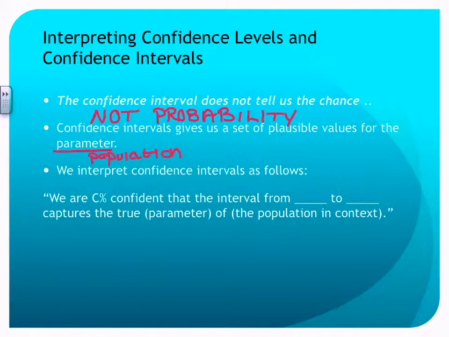Okay, we interpret confidence intervals as follows. We are C% confident, that's going to change, 95% is what the battery one was, that the interval from here to there captures the true parameter of the population, in context. These are going to change according to what the problem is. Are you finding a mean? Are you finding a proportion? And then of U.S. adults, maybe. The battery life.